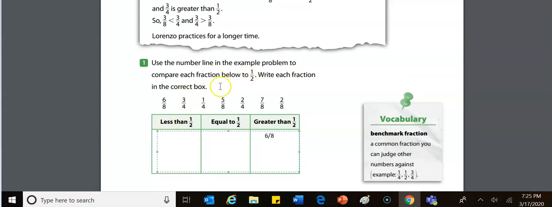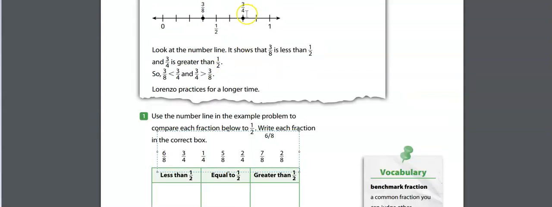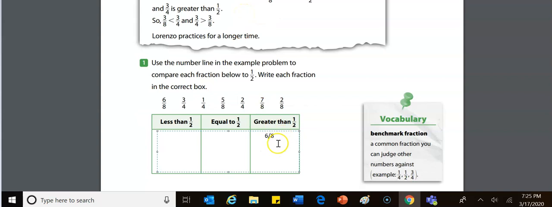Now let's go to 3/4. We just stated 3/4 and 6/8 are equivalent fractions, and we know that they are both greater than 1/2. So let's go ahead and write that down. Greater than 1/2. 3/4.